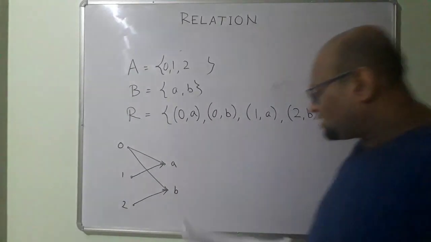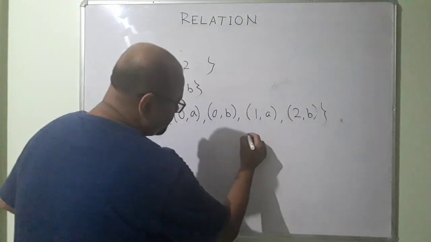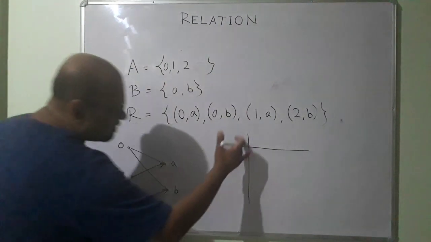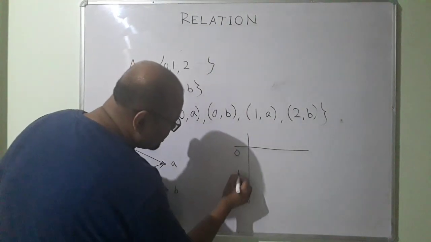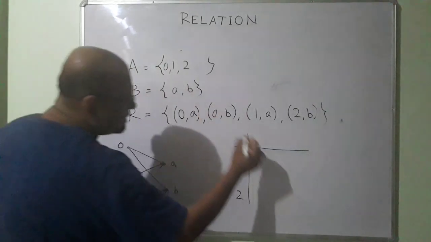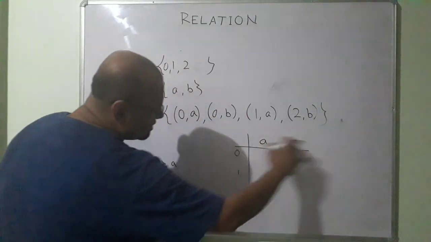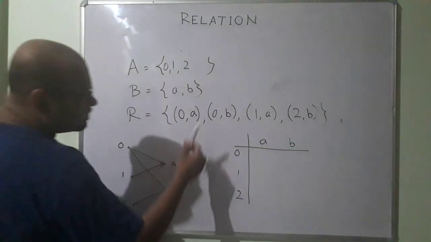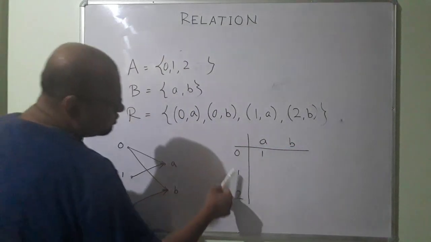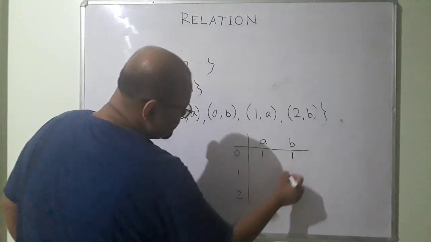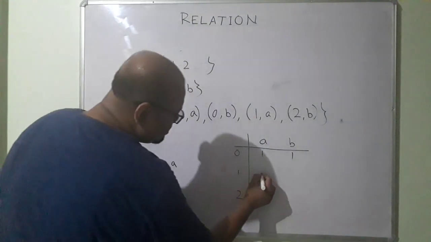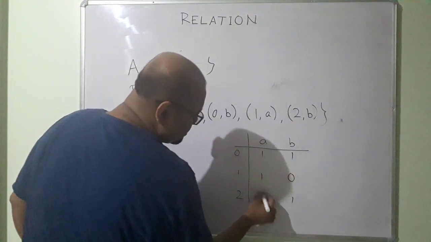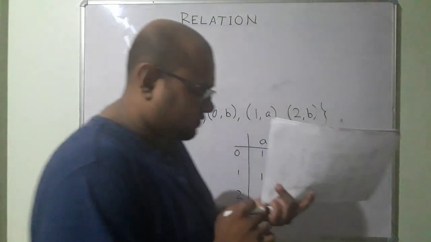Alright, now let us represent it in matrix form. I have this set A, the elements of set A along the rows, the elements of set B along the columns. Alright. Now (0, a) is there, (0, b) is there, okay, (1, a) is there, (2, b) is there, rest of them are not there. So this is the representation in matrix form. Okay.